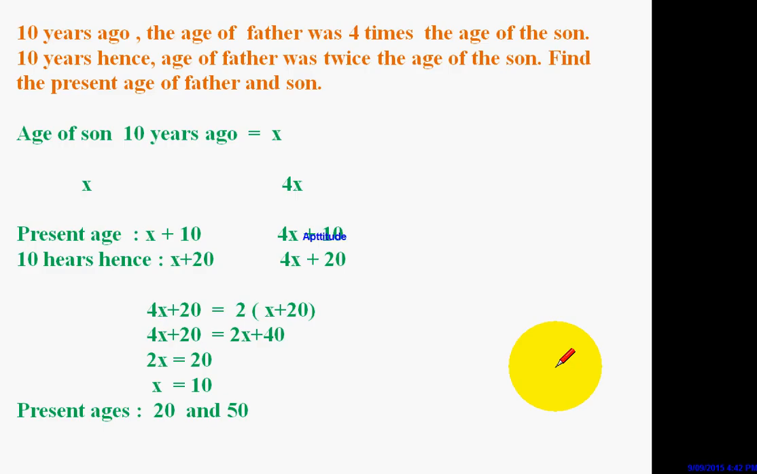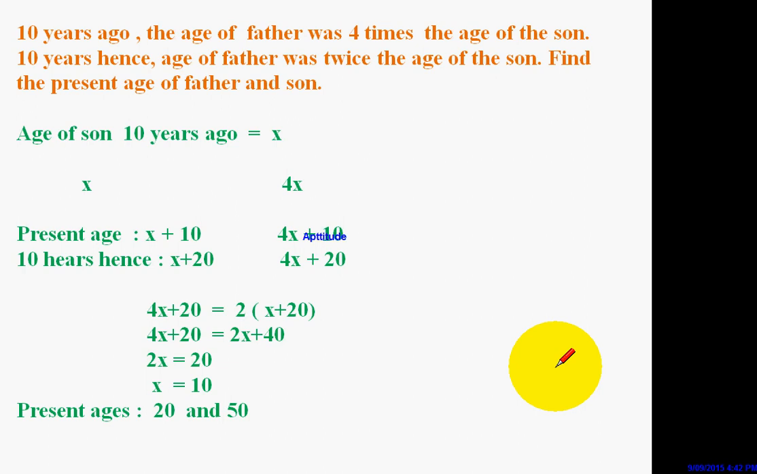And the last problem is: 10 years ago, the age of father was 4 times the age of the son. Okay. 10 years hence, age of father was twice the age of the son. Find the present age of father and son. Here we can have a different assumption. See, 10 years ago, let me have the age of the son 10 years ago as x.